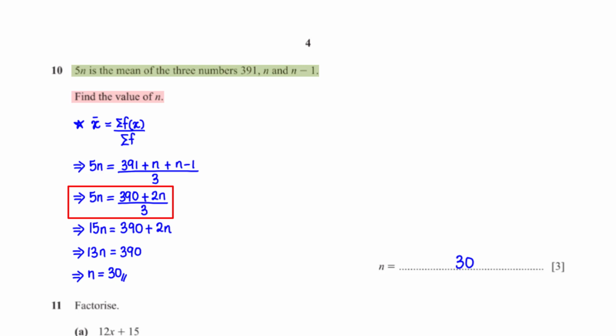When we multiply both sides by 3, this is what we have. When we subtract 2n from both sides, we get 13n equals 390. And when we divide both sides by 13, we get n equals 30.